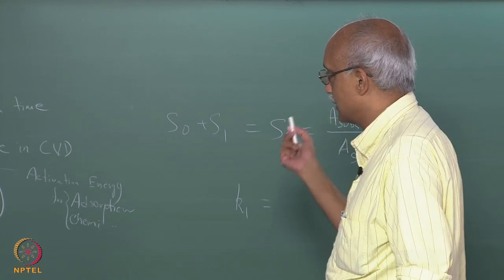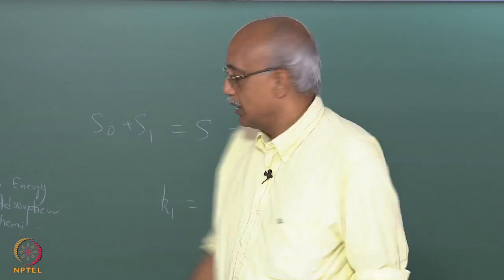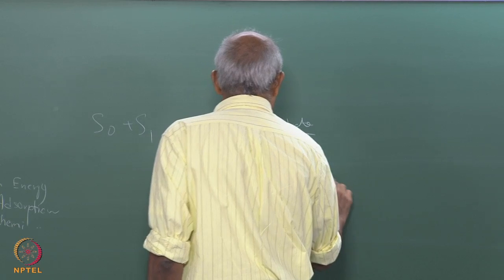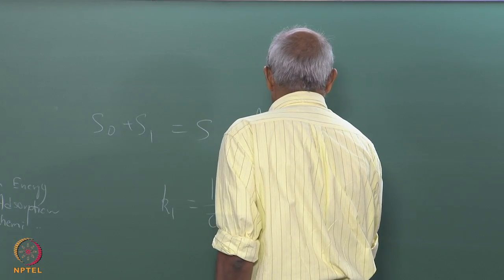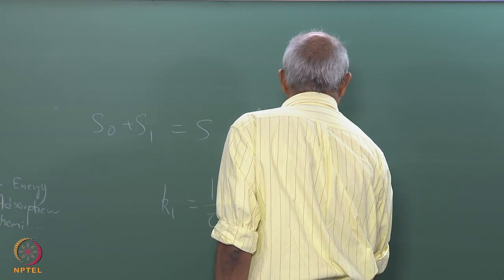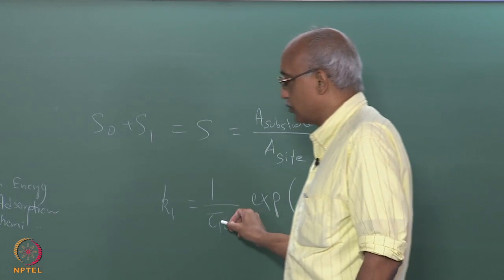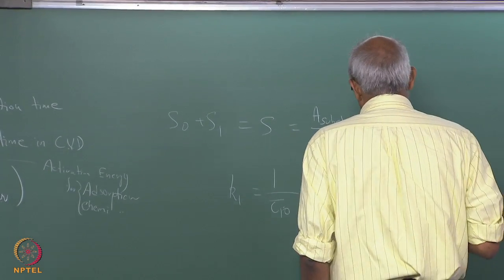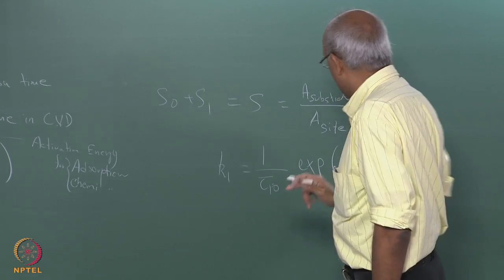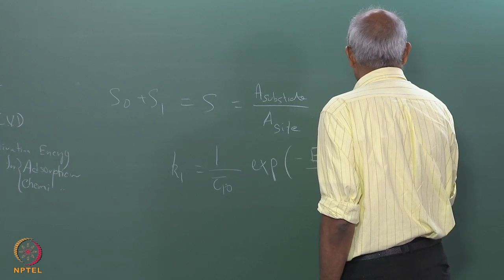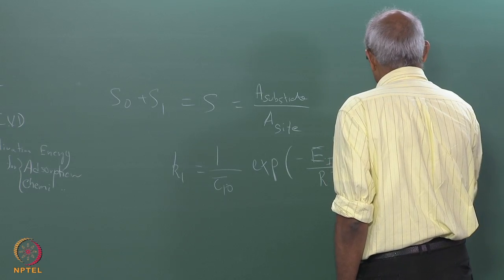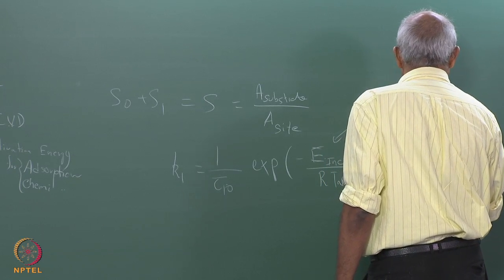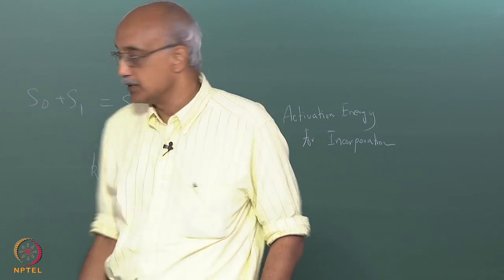K1 can be written in terms of the residence time that we defined earlier. And K1 is typically defined as 1 over tau 1 0 times exponential of minus E incorporation over RTW, where tau 1 0 is a characteristic residence time corresponding to the adsorption process, and this is the activation energy for incorporation, chemical reaction and incorporation of the adsorbed species into the substrate. And again, TW is the temperature of the substrate.